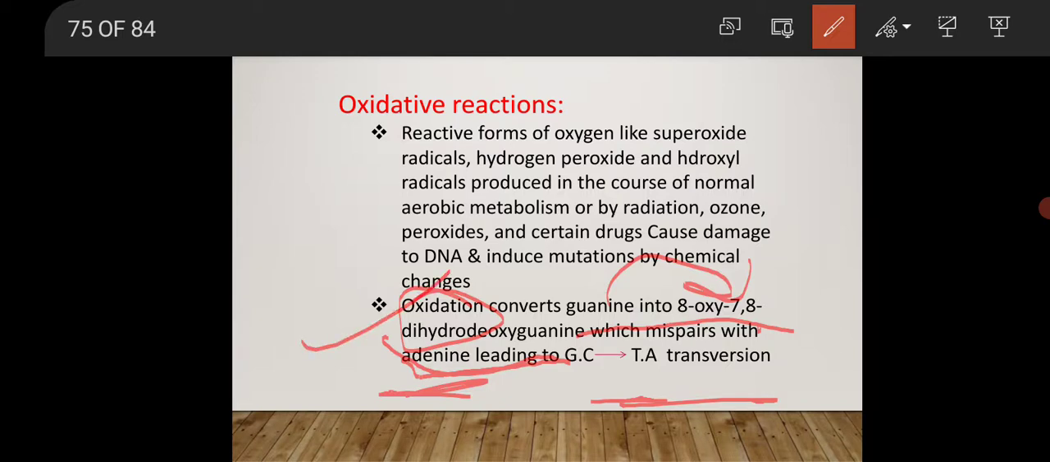So in the oxidative reaction you have to just keep this point in mind, that the oxidation process converts normal guanine into a mutated form, and that mutated form is 8-oxy 7,8-dihydrodeoxyguanine. This mutated form mispairs with the adenine, which leads to the conversion of GC to TA transversion. So that was all about the chemicals which we have discussed.